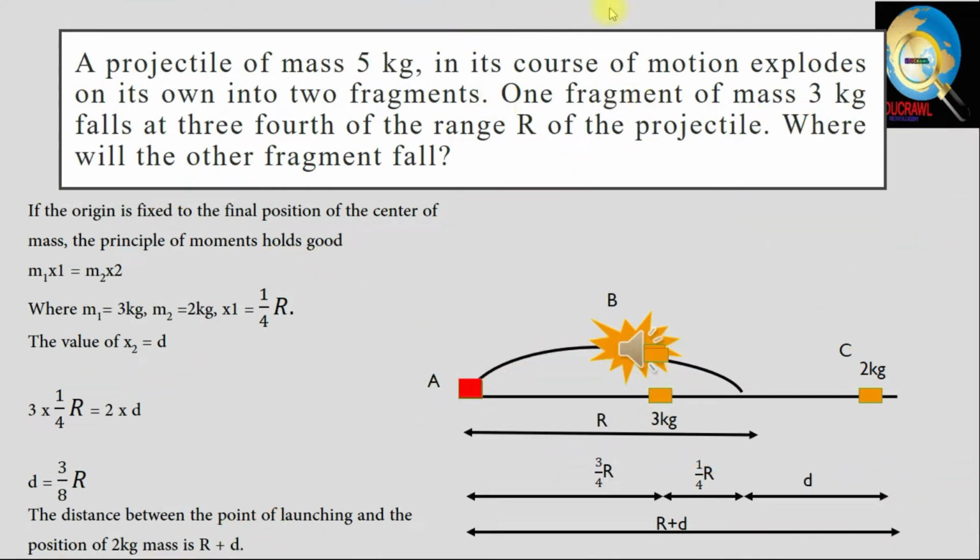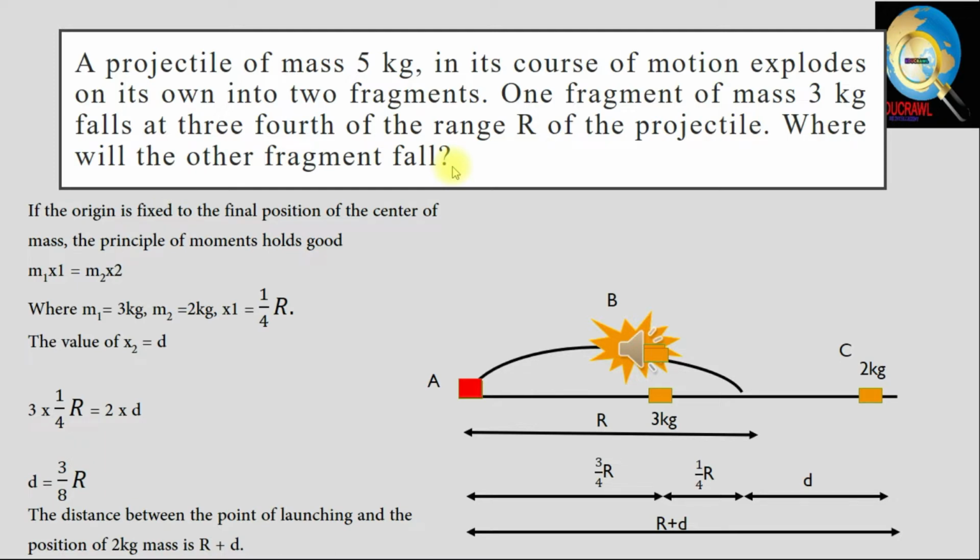Next problem. A projectile of mass 5 kg in its course of motion explodes on its own into two fragments. One fragment of mass 3 kg falls at 3/4 of the range r of the projectile. Where will the other fragment fall?